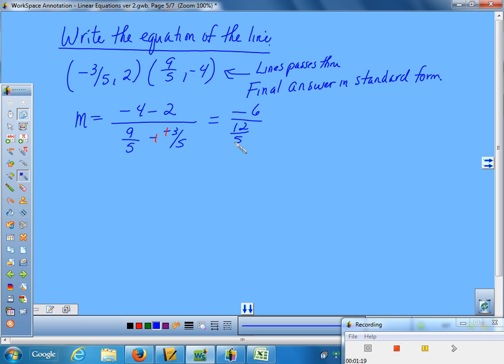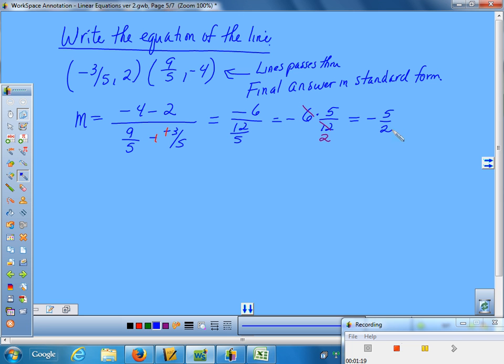Now, how do I do -6 divided by 12/5? You type it in the calculator. No, you use your brain. Why? Because your brain can do this faster. Yes, times by 5 over 12. What cancels? 6 and 12, which gives 2. 6 goes into 12 twice. Oh, I forgot the 2 went on the bottom. Yeah. You were taking 2 times 5. Gotcha. So 6 cancels into 12, and we would have -5/2. That's our slope.